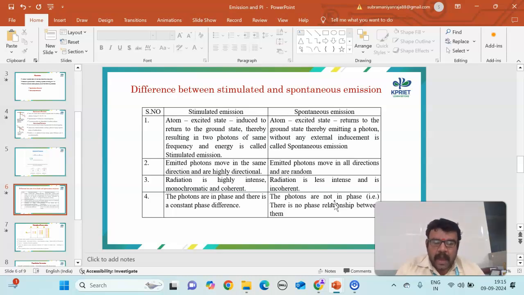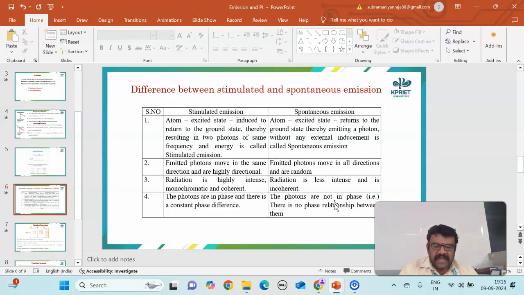As we saw in the earlier slides, in stimulated emission the atoms in the excited state are induced to return to the ground state, resulting in two photons of the same frequency and energy, whereas in spontaneous emission, atoms in the excited state return to the ground state, emitting a photon without any external inducement. In stimulated emission, emitted photons move in the same direction and are highly directional, whereas in spontaneous emission photons move in all directions and are random. Stimulated emission radiation is highly intense, monochromatic and coherent, which is the characteristic of laser, whereas spontaneous emission radiation is less intense and incoherent.